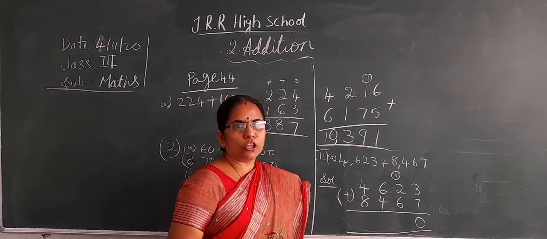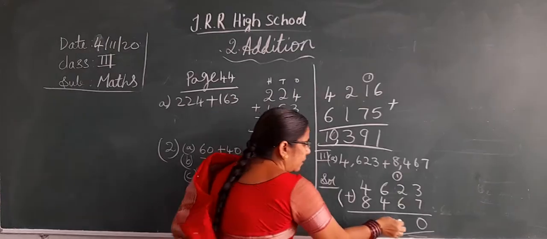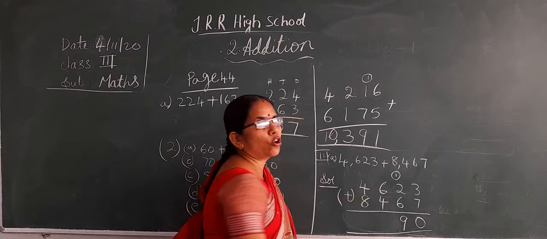8, and add the carry also. 8 in the mind, 1 on the finger, 8 after 9. Write 9 here in the tens place. Now see the hundreds place. 6 and 4 you add.